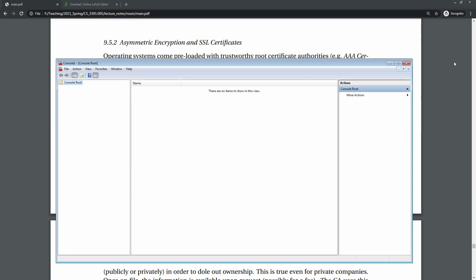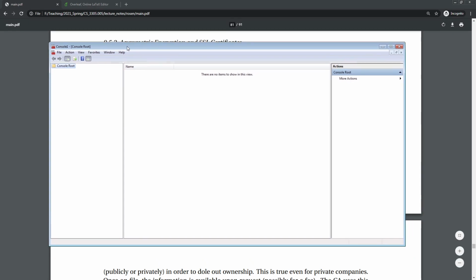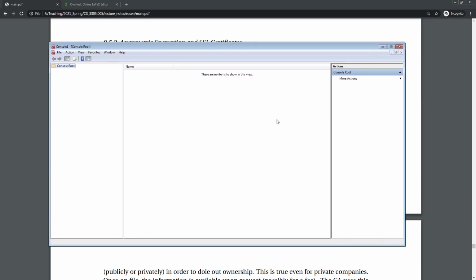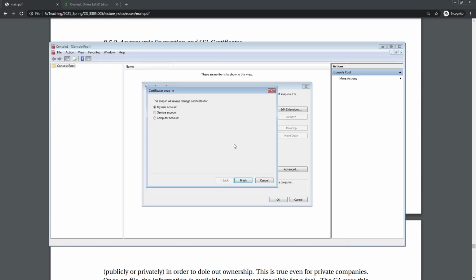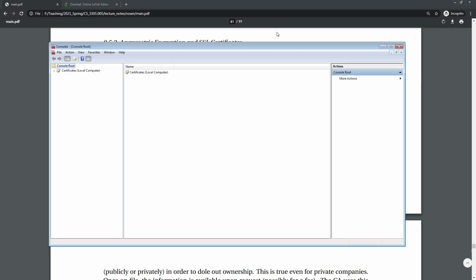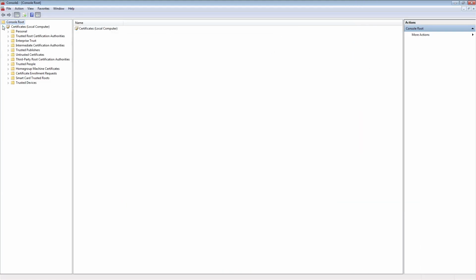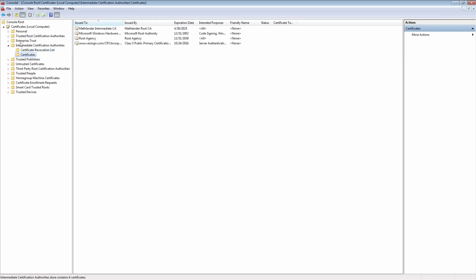to the management console, you just type in run, and then in the run bar it's MMC, and it'll pull up the management console. Then you add, remove, you look at certificates, generally for the whole computer, and then you'll get a list of these, whether it's personal, but the one we're looking at is trusted root certificate authorities, and then there's intermediate certificate authorities as well, and the revocation list.